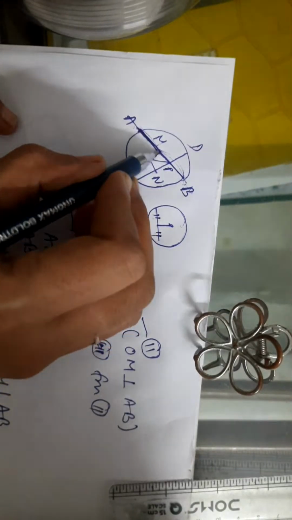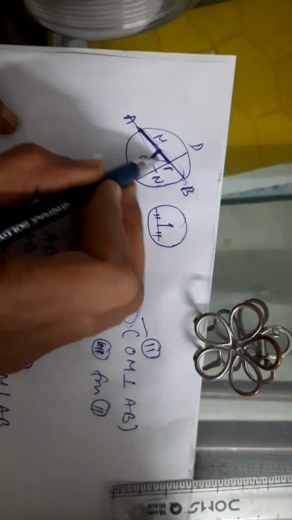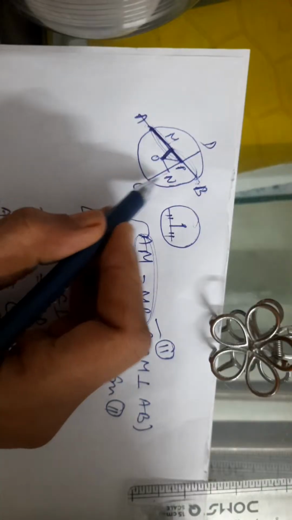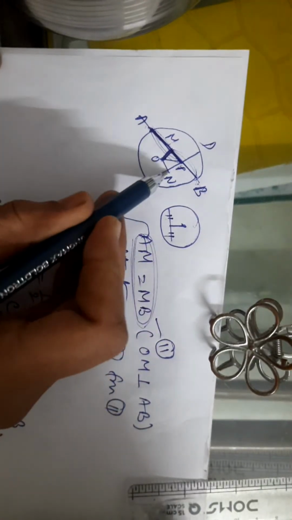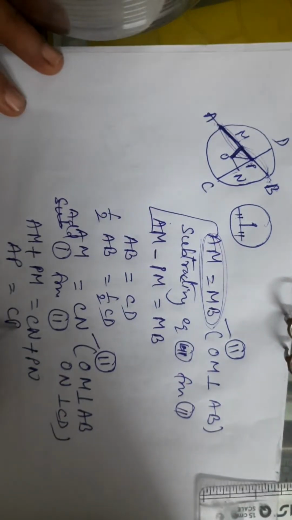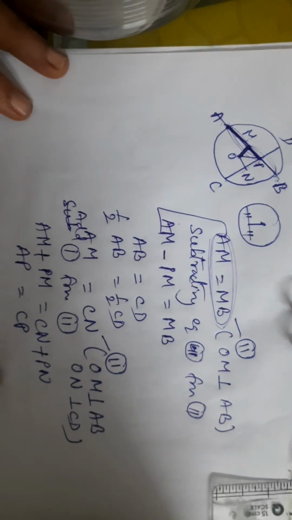Now, instead of subtracting, if we add, when we add, in AM if I add MP, we'll get complete AP. So here by adding we can make it AP, and the same way in CN if I add PN, CN plus PN is CP. We can make here CP. So this is the first proof which we completed.